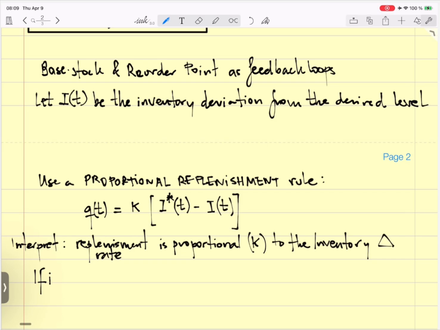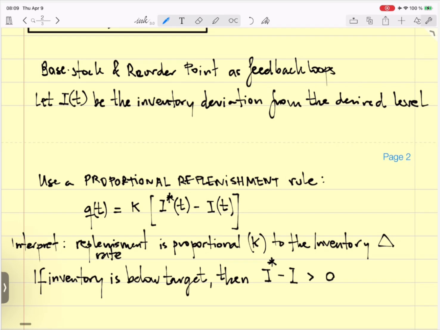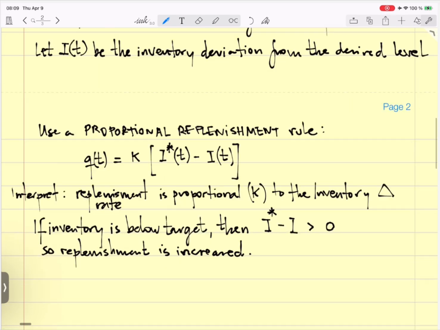If inventory is below target, then the target I star minus the real is bigger than 0. So replenishment is increased.